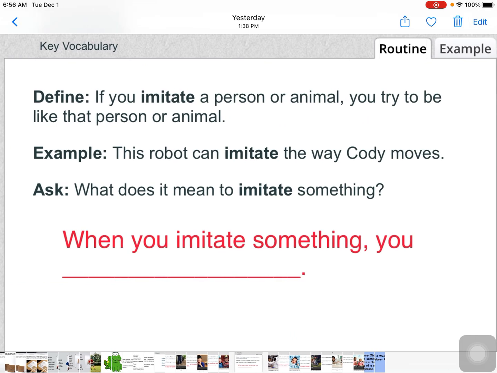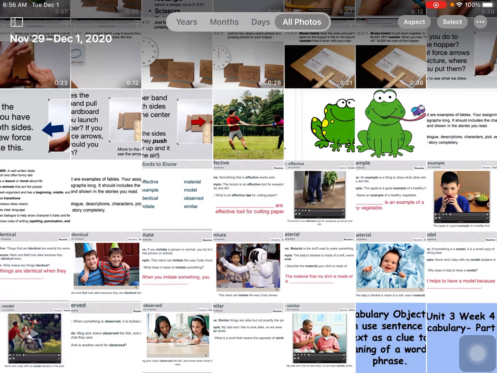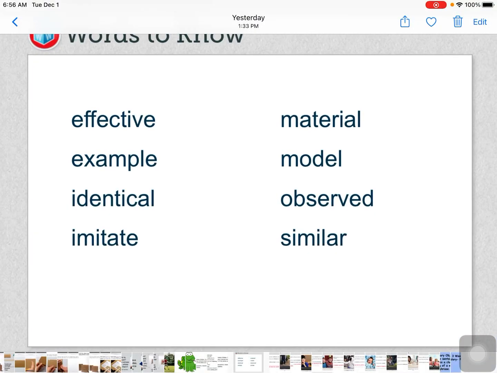Your last sentence that you are doing today in your language arts spiral is, when you imitate something, you, please finish that sentence. After you are done with all 4 of your sentences today, for the first 4 words, please take a picture of those words or those sentences on the next slide. So once again, the words that you are doing today are effective, example, identical, and imitate. Please have 4 sentences showing that you understand the meaning of those words.